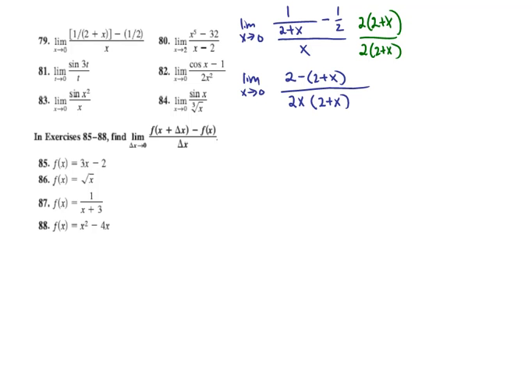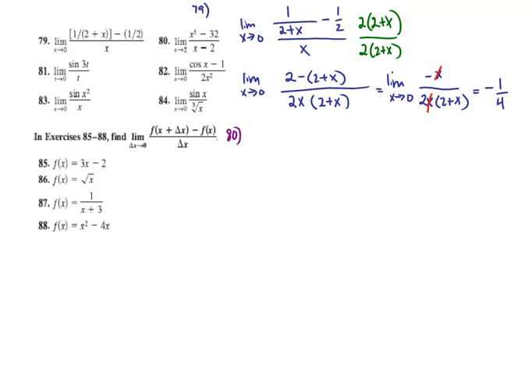Now we simplify the numerator, we end up with simply negative x, again over 2x times the quantity 2 plus x. And here the x's cancel. And at that point we can plug in x equals 0. We'll get negative 1 over 2 times 2 plus 0, or negative 1/4.